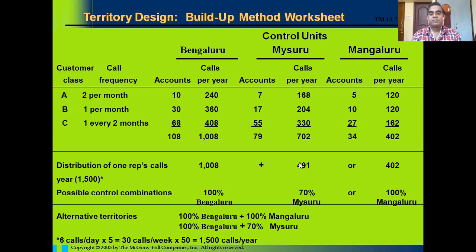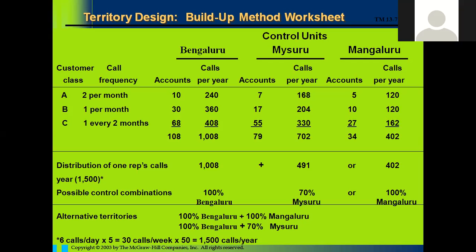Sir, but when you combine Bangalore and Mangalore, 1008 plus 400, it will be 1410. So correct. It is just short of 90 sales calls. To that extent, it is okay. I have always told you it cannot be 100% in the world. Nowhere it is possible.